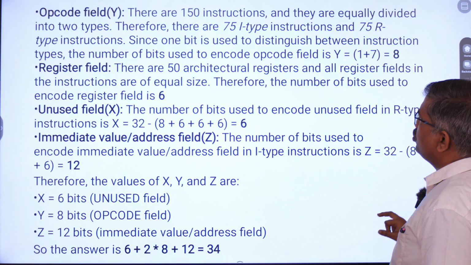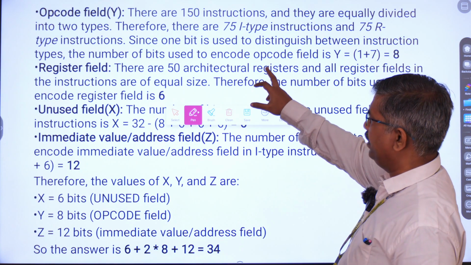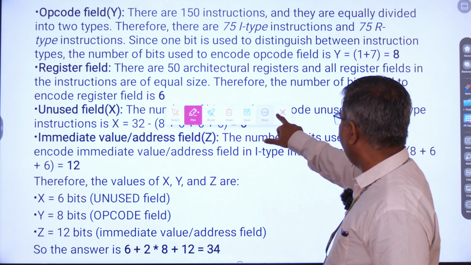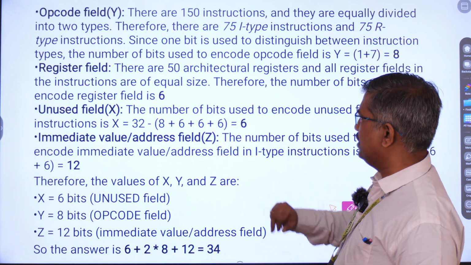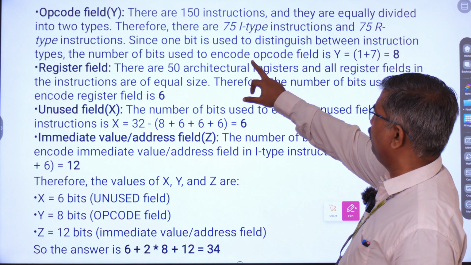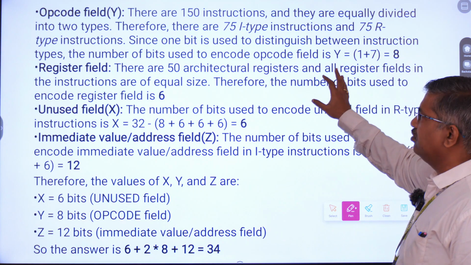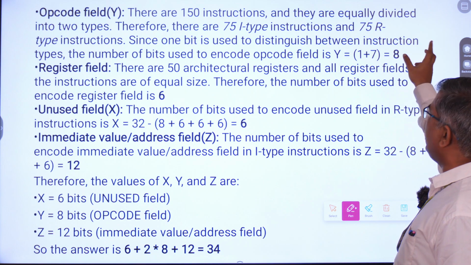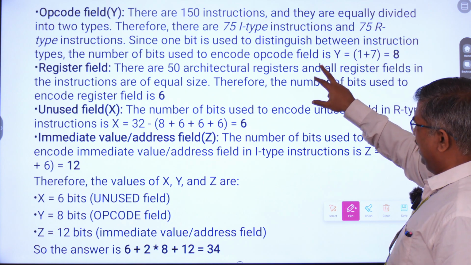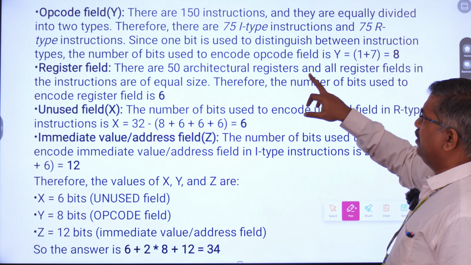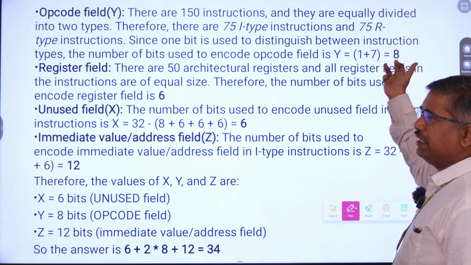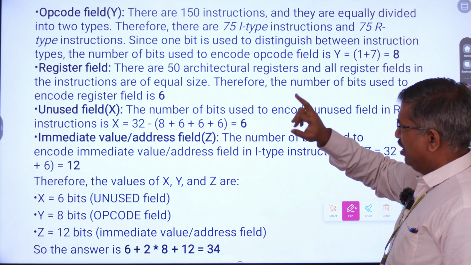So here is the solution. Here, the output field, we need to identify values for X, Y and Z. Y is the output field. There are 150 instructions, and they are equally divided into 2 types. Therefore, there are 75 I type and 75 R type, that is 75 immediate type or 75 register type instructions.